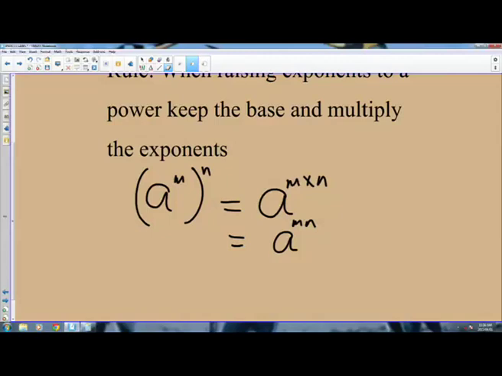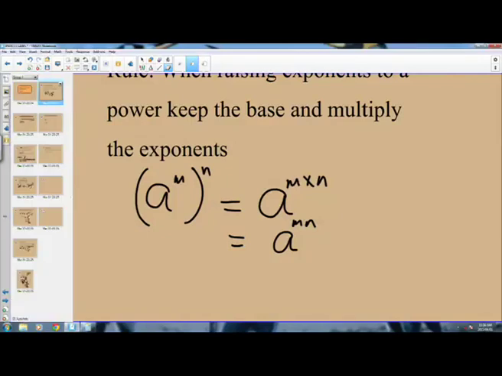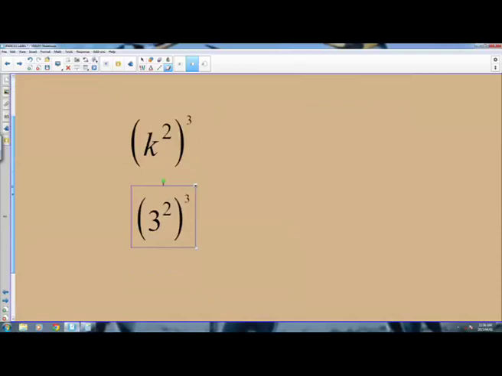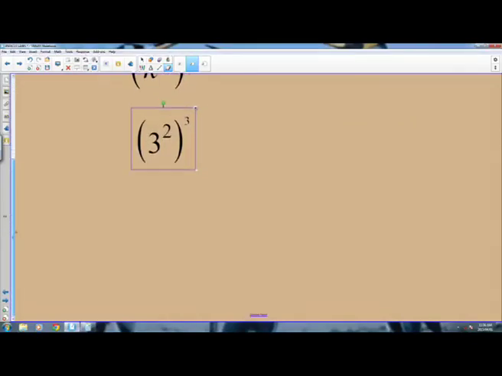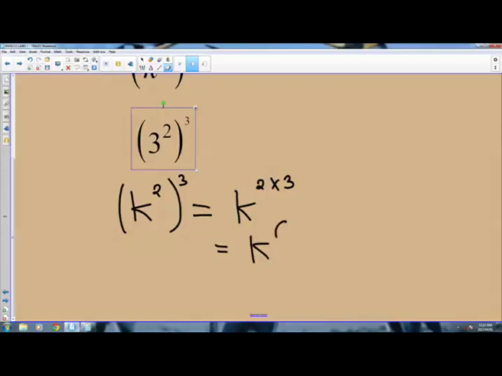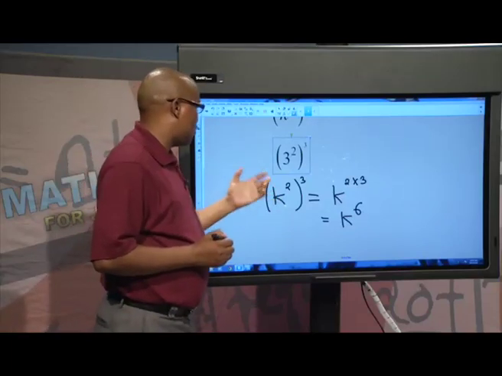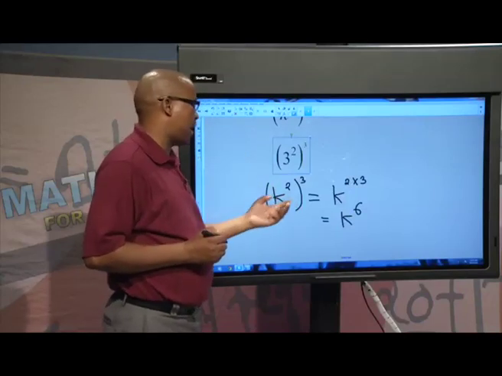And then let us go on and give examples with regard to this law, the power of power law. These are the illustrative examples. We have k squared all raised to the power 3. According to the power of power law, this will be k raised to the power 2 times 3. And then this will be k to the power 6. It says keep the base and then multiply the powers. So this is how we simplify concepts involving the power of power law. You simply keep the base and then multiply the powers or the exponents.